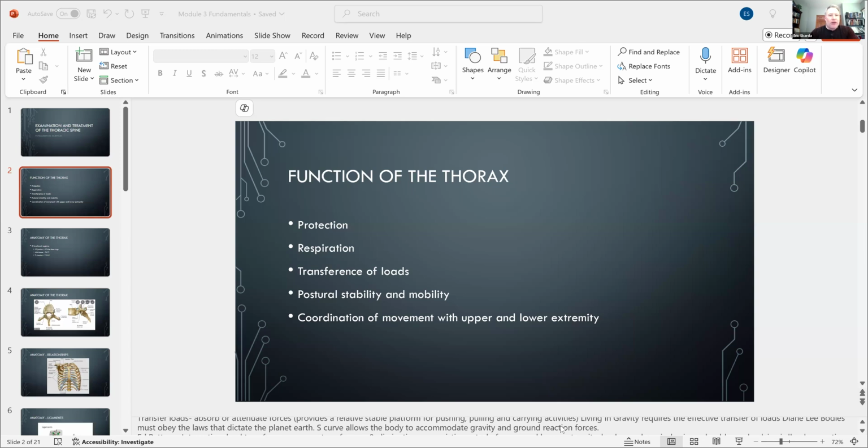So between that and the elasticity of ligaments, joint capsules, tendons, muscular tissues, all of these things that can stretch and then recoil, we really have a very efficient mechanism for producing the transference of loads while maintaining postural stability and mobility. Okay, so it's really important that we start to consider that stuff because it does play a role in what comes into the clinic.